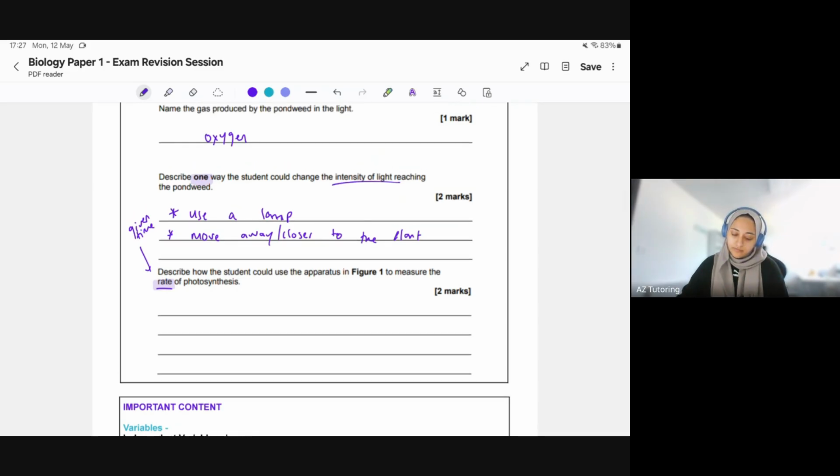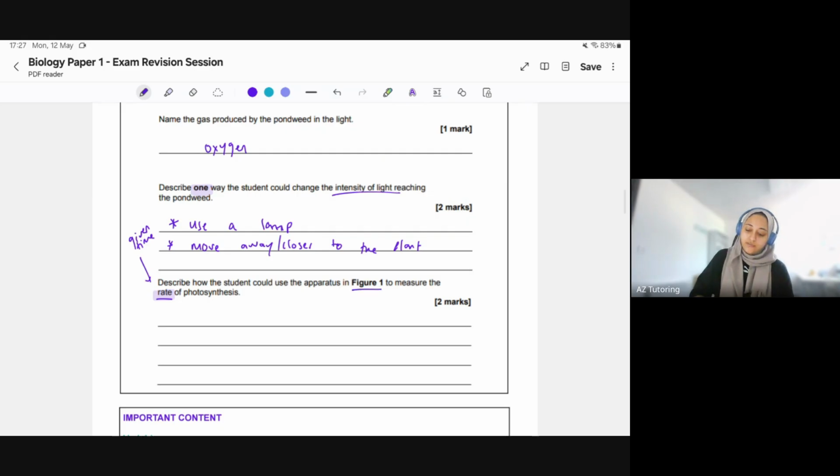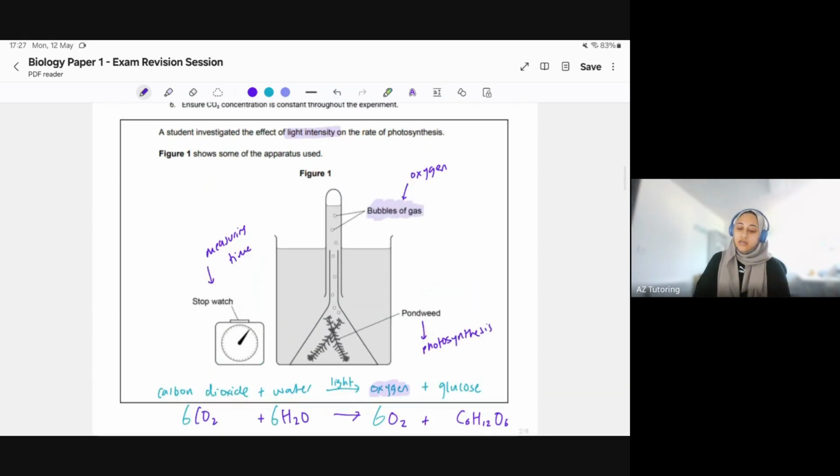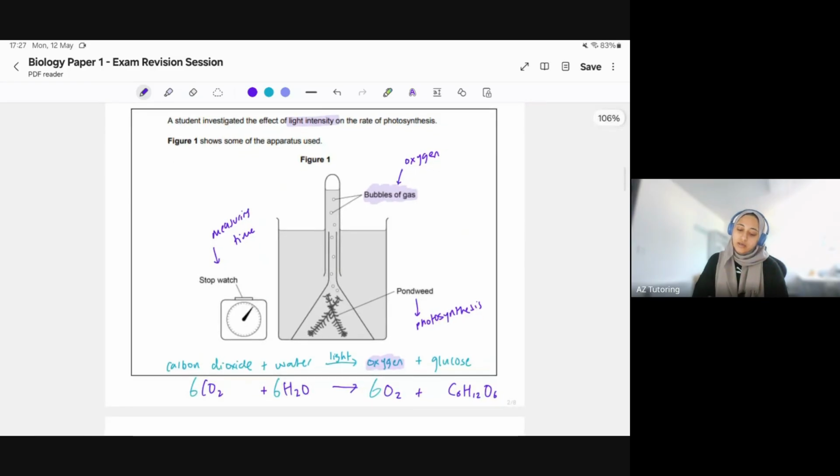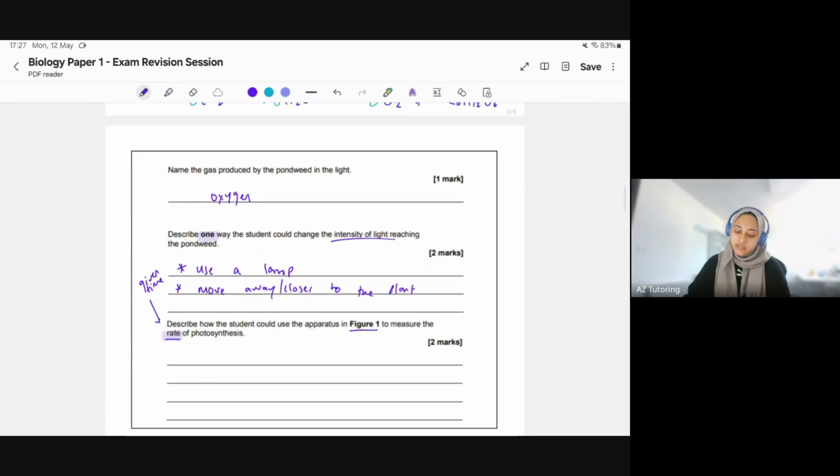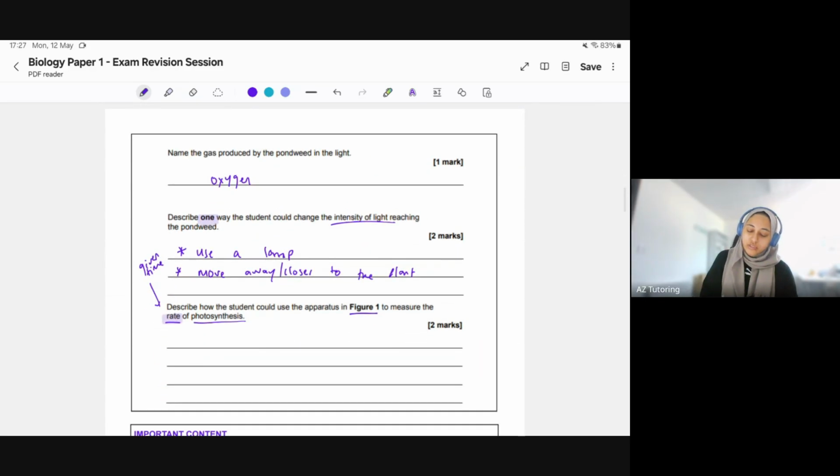So it's saying look at figure 1, so we have to refer back to the question. We can see bubbles are getting produced, which are in turn going to indicate that it's photosynthesizing. So oxygen getting produced would mean that the pondweed is photosynthesizing. If it wasn't getting produced, then there's no photosynthesis happening. But that's me explaining it, that's not describing it.